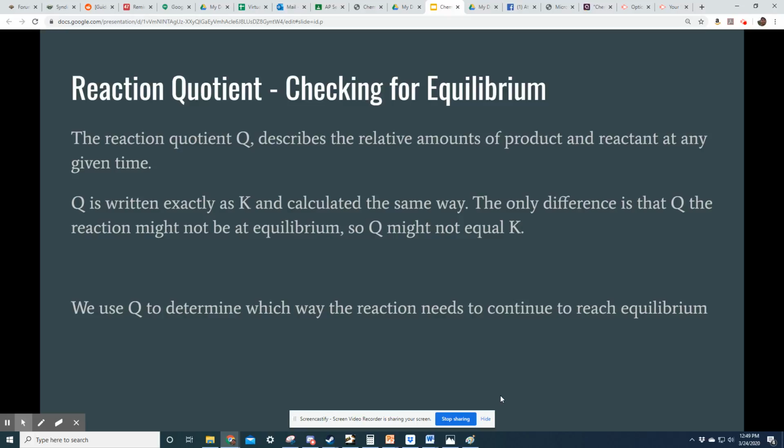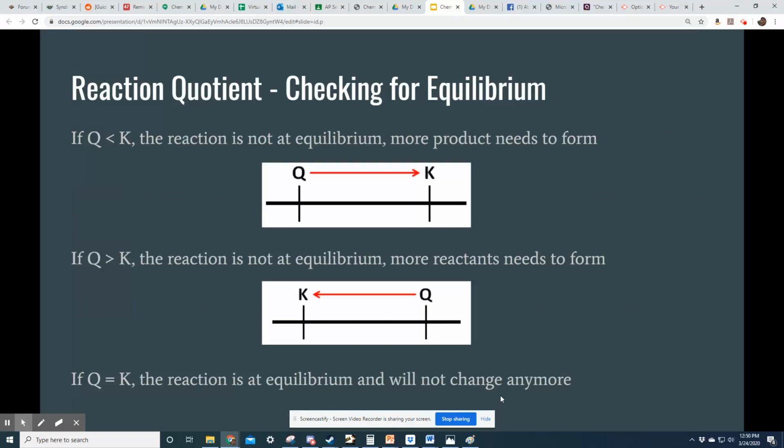Now, we're not always at equilibrium. And so for a system that's not at equilibrium, we can define something that we call the reaction quotient Q. And this is basically the exact same thing as K, but we're checking to see if we are at equilibrium by plugging the numbers into this value Q. It's written exactly like K would be. The only difference is the numbers might not be at equilibrium. We actually use Q to determine which way the reaction is moving to try to reach equilibrium.